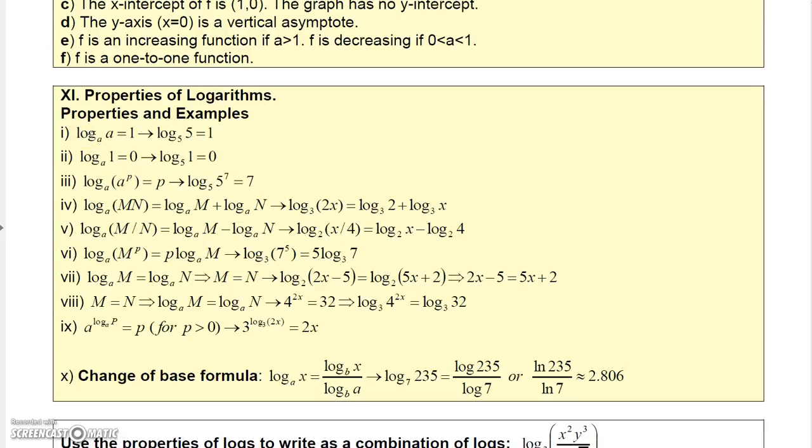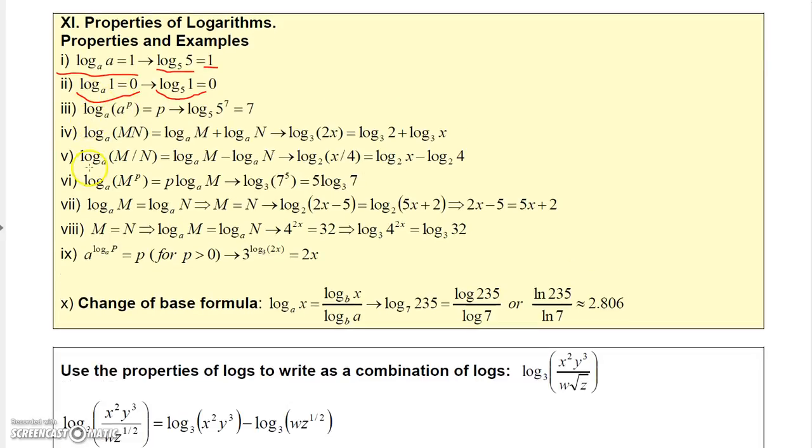Okay, now these are the properties of logarithms. So let's run through them real quick. The log of a base a is always 1. So here's an example of that. If I want the log of 5 using the same base, I'm always going to get 1. The log of 1 is always 0 regardless of the base. So I could say the log of 1, regardless of what base I use, is going to be 0.